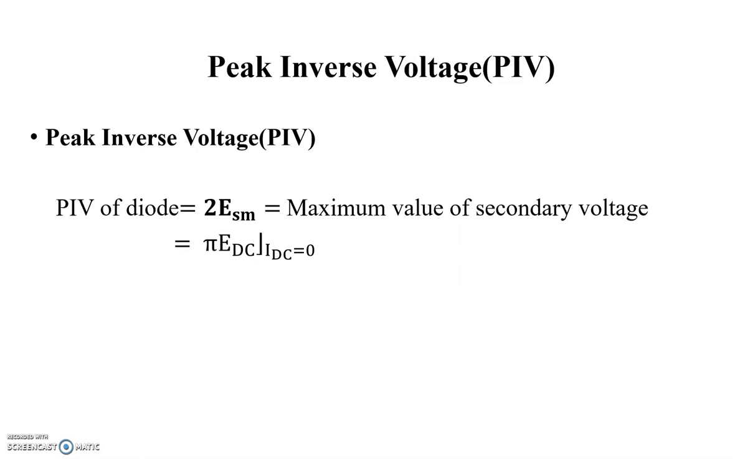It is the peak voltage across the diode in reverse biased condition. Here the full wave rectifier has two diodes in the reverse biased condition, so the PIV of the diode is 2 into Esm. This is called the PIV rating of the diode. So the diode must be selected based on this PIV rating and the circuit specifications. The PIV should be greater than or equal to 2 Esm.